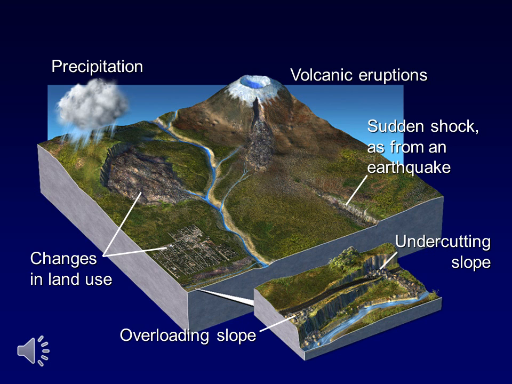So with high precipitation, overloading of the slope or undercutting of the slope, changes in land use, and then finally volcanic eruptions and sudden shock like that from an earthquake can trigger landslides.